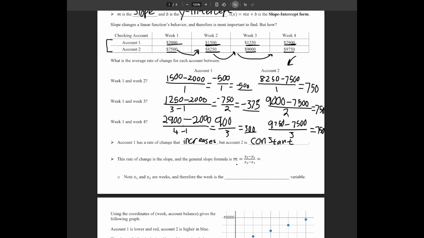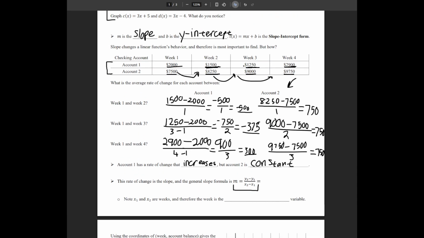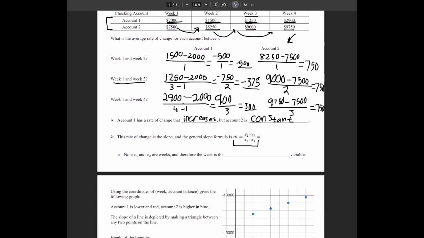The specific formula, or the more commonly seen in algebra classes formula for rate of change, is this right here: y2 minus y1 over x2 minus x1, which is really what we were doing. If we look at week 1 to week 3, y2 is this output, y1 this output, 1,250 minus 2,000. x2, x1, 3 minus 1, that gives us our denominator. So that's exactly what we were using here. This is pretty much your rise over run, and we'll go over this in a second.